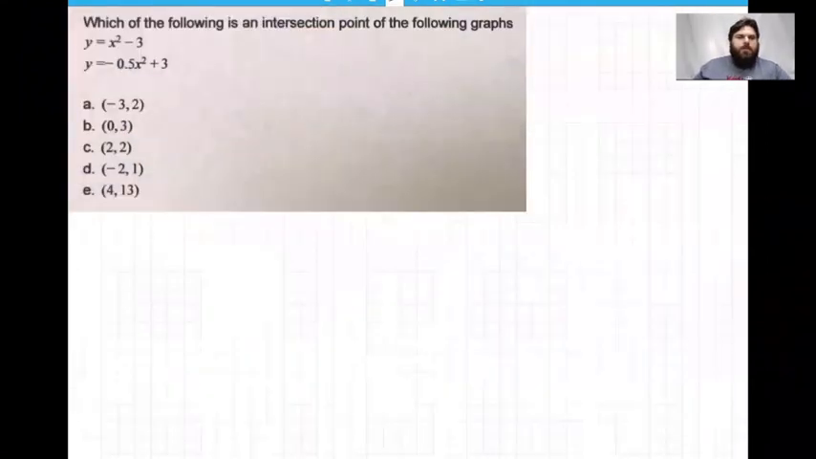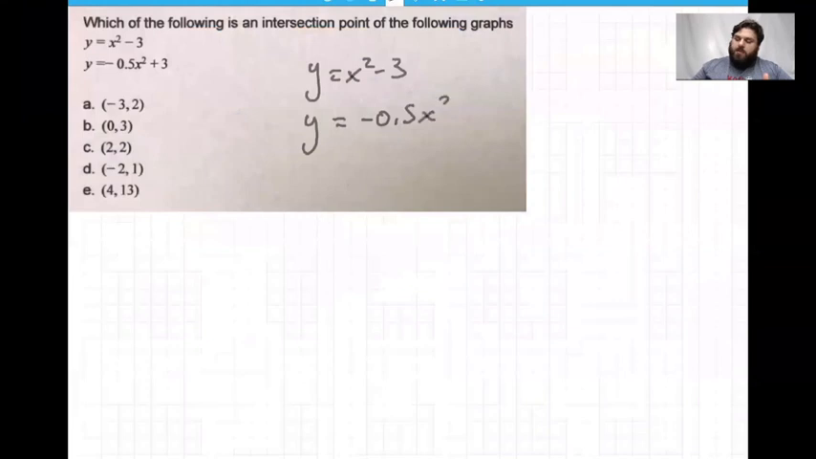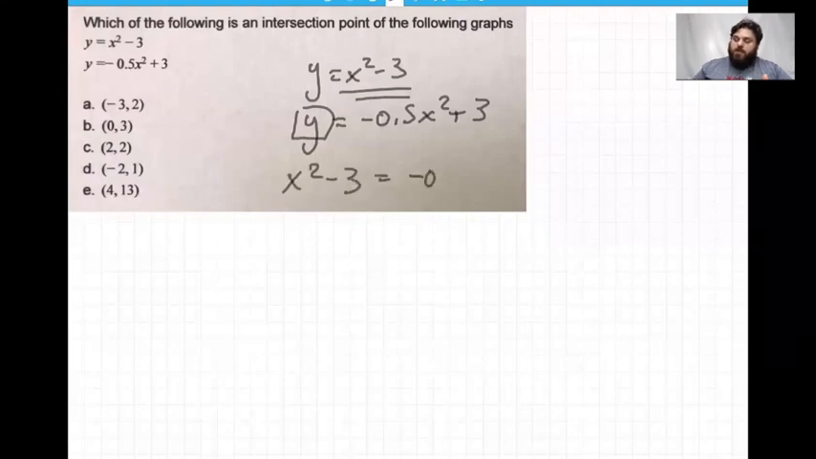All right, next question. Which of the following is an intersection point of the following graphs? y equals x squared minus 3, y equals negative 0.5 x squared plus 3. All right, so they're asking for the intersection point. So you could use substitution, and you could say that, okay, if y is equal to x squared minus 3, then in the equation y equals negative 0.5 x squared plus 3, I can replace this y with what it's equal to. So you get x squared minus 3 equals negative 0.5 x squared plus 3.